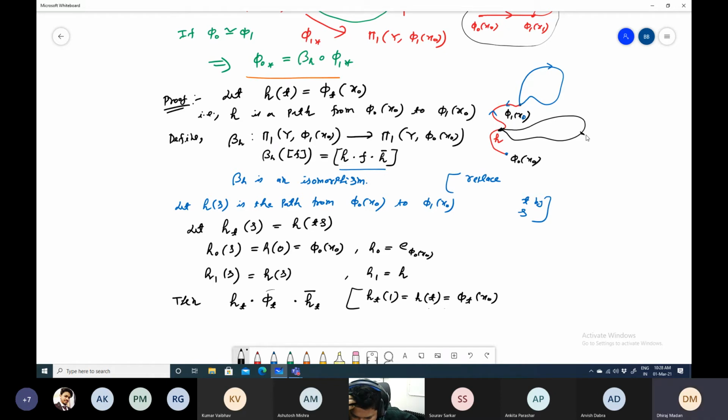I think phi t f should work because f was a loop based at x0, and phi t maps the topological space capital X to topological space capital Y, where base point x0 goes to the base point phi t x0. So phi t f will be a loop in Y with base point phi t x0.